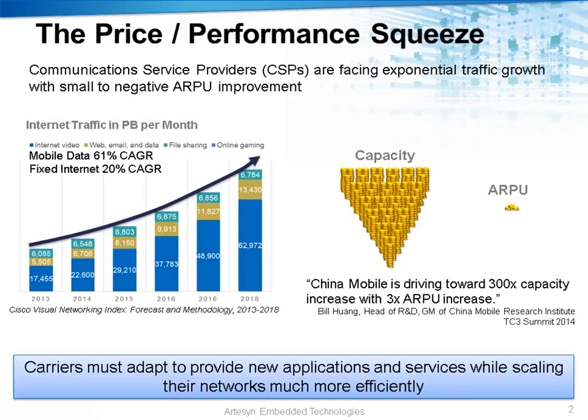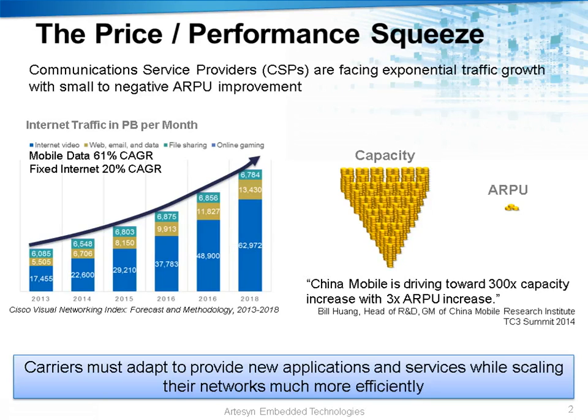That alone isn't a problem, but the right chart is exemplary of another trend that's going on in the industry. The right chart there is based on China Mobile. It shows the ability of the CSPs to actually monetize the growth. You can see there's a big mismatch here. China Mobile is looking at driving toward 300 times capacity increase with only a 3 times increase in average revenue per user. And if this was just China Mobile, that would be one thing, but this is really an industry trend that's going on. So you can see from these two sets of numbers that CSPs are in a bind.